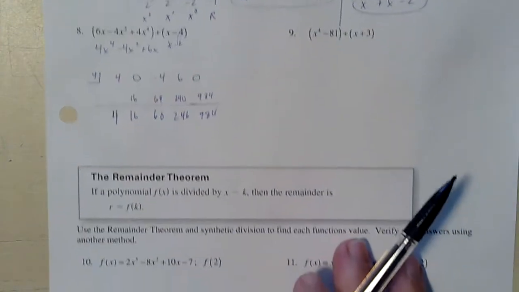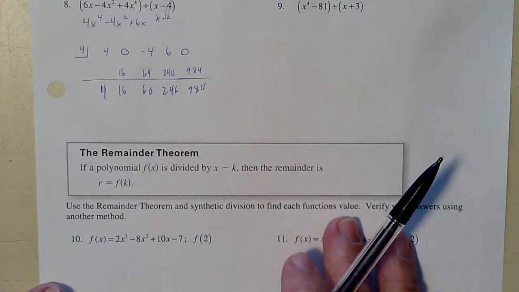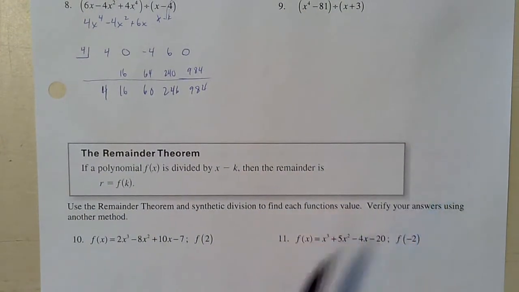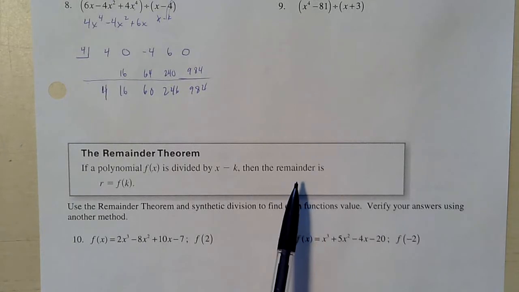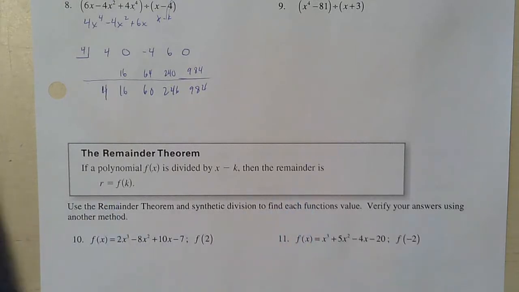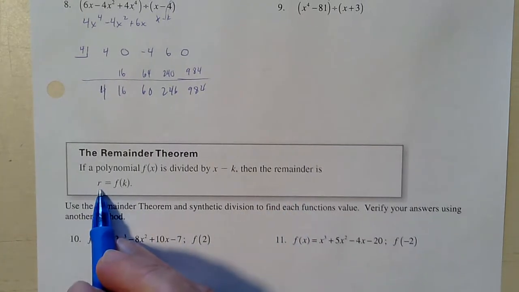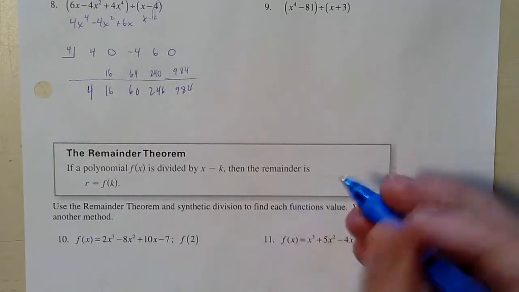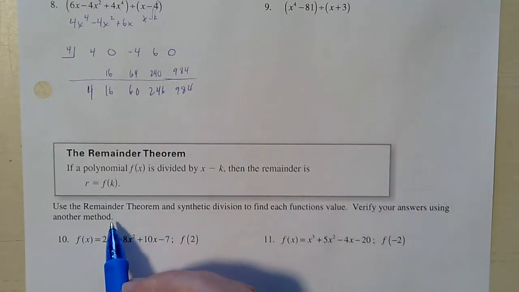All right, so here's where we left off. We need to start with the remainder theorem. Okay, what the remainder theorem says is when we divide by a factor, x minus k, then our remainder is found by just taking k and plugging it in. Okay, basically it's a quick and easy way to find the remainder.